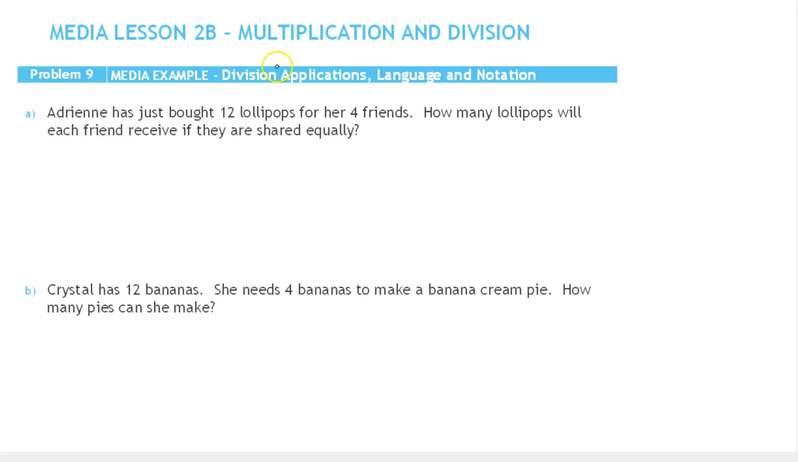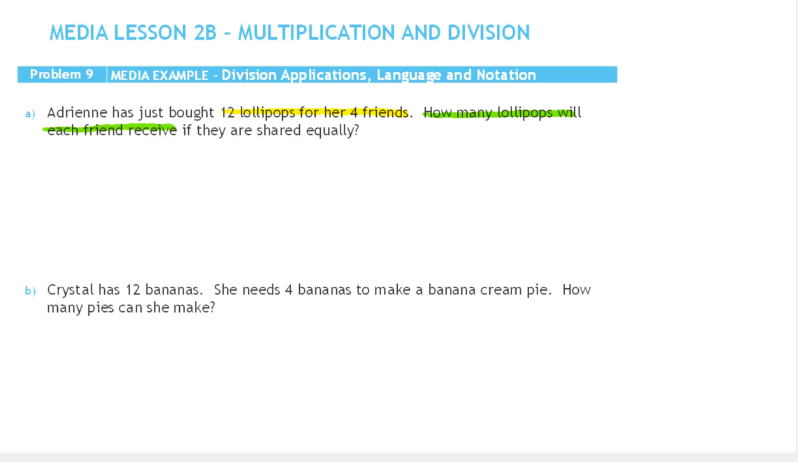In this video, we're going to introduce division through applications and look at some language and notation we use for division. So let's read through our problem, highlight our givens and our goal. Adrian has just bought 12 lollipops for her 4 friends. So that's our given information. And now our goal is, how many lollipops will each friend receive if they are shared equally?